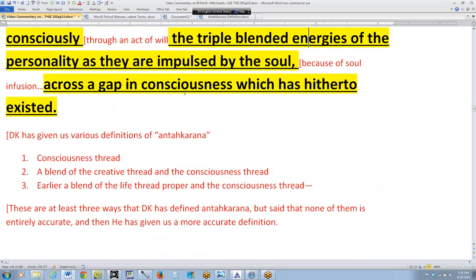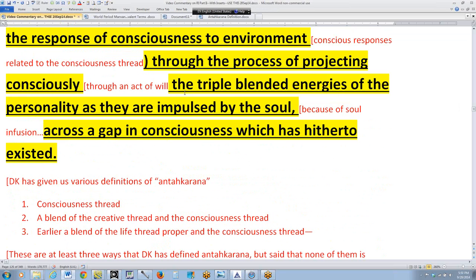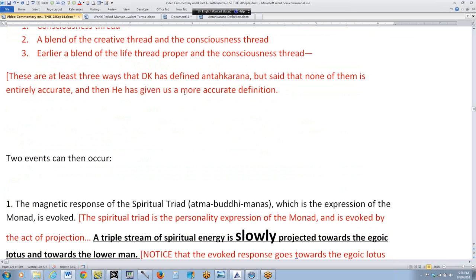All right, so where are we here? Two events can then occur. So there is this projection across the gap in consciousness. In other words, just something we don't know. Two events can then occur after the projection across the gap in consciousness.